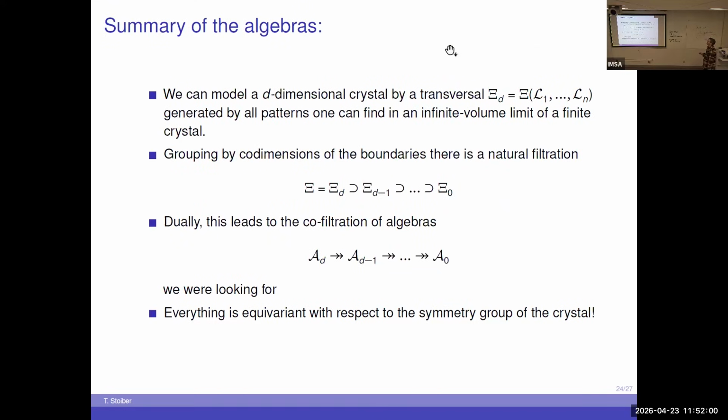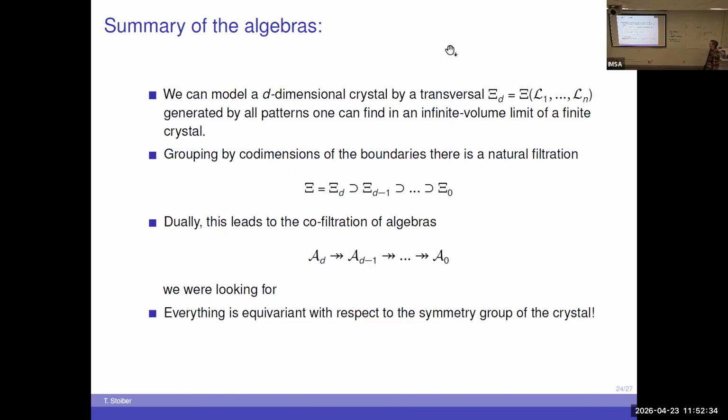Right, so the summary is, we have a very concrete construction. We basically take as input a d-dimensional crystal, which kind of looks like a polytope. You make out of that an algebra, and basically you get a cofiltration where you look at boundaries of different dimensions. And the point of the matter was everything is equivariant with respect to the symmetry of the crystal. So this gives us exactly the algebras we were looking for.